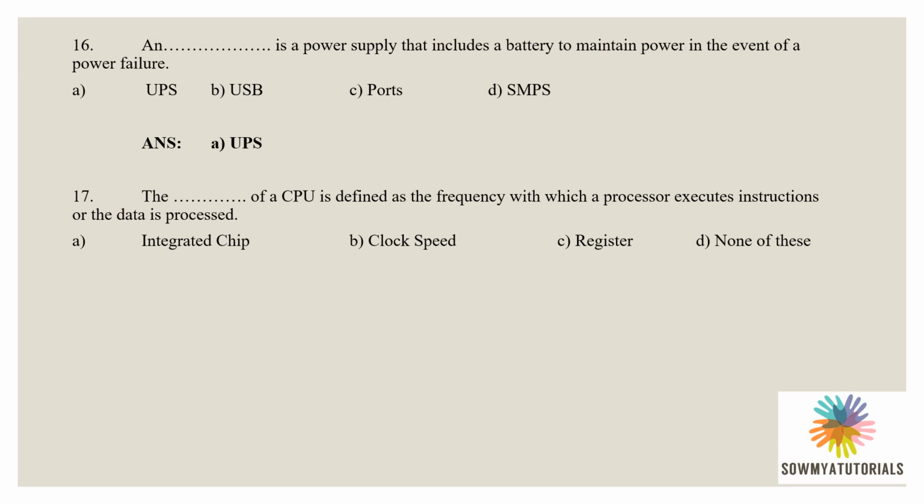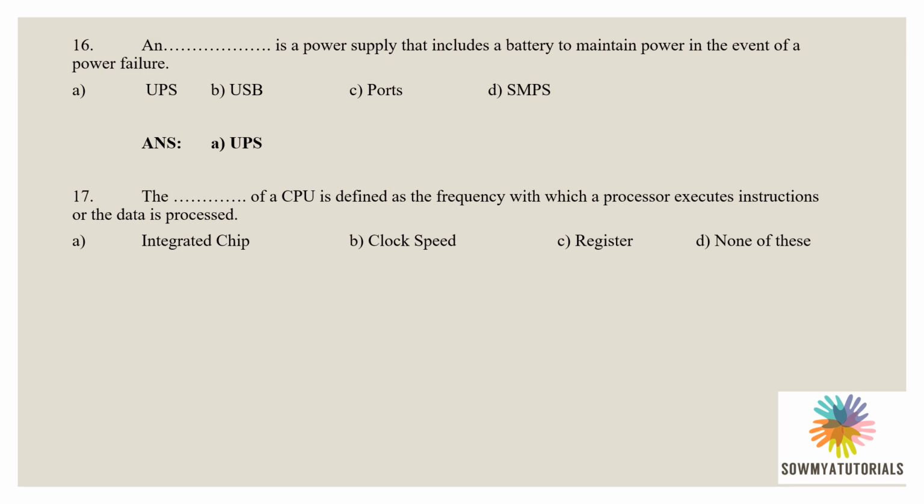What is the integrated chip? An IC chip is an assembly of electronic components in which hundreds of millions of transistors, resistors and capacitors are interconnected and built up on a thin substrate of semiconductor material. That is called an integrated chip. Option B is the clock speed.